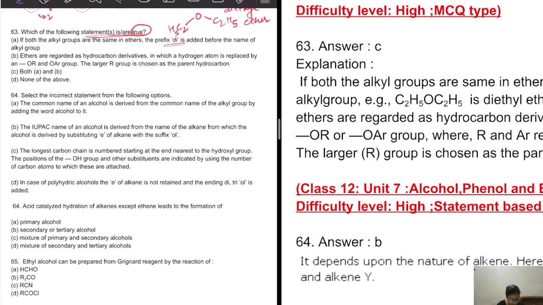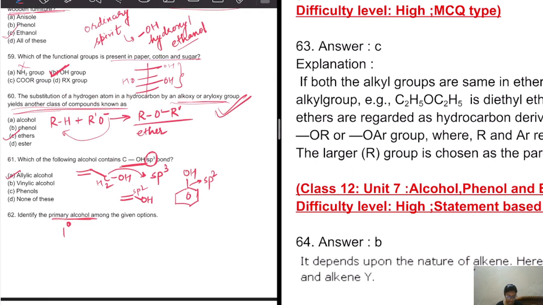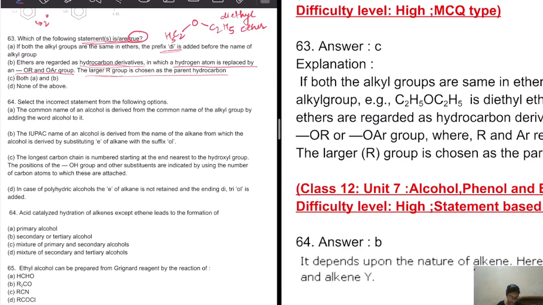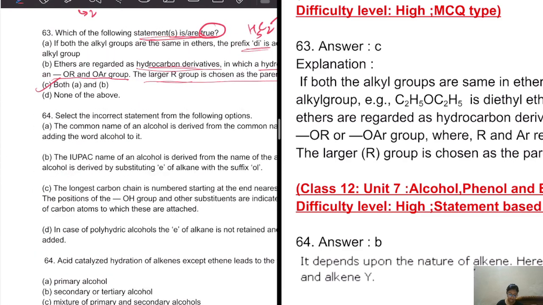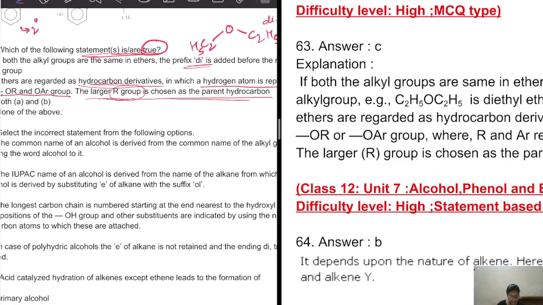Ethers are regarded as hydrocarbon derivatives in which a hydrogen atom is replaced by an OR group. The larger OR group is chosen as the parent carbon chain. We just saw in this question that this is the case in ethers. So our correct statement is B as well. So B and C are the correct options, and the larger R group is chosen as the parent hydrocarbon.